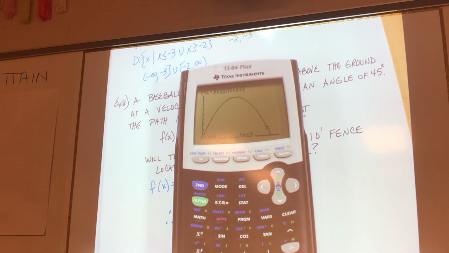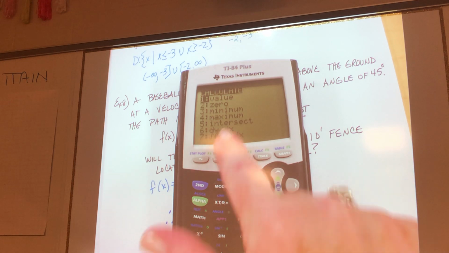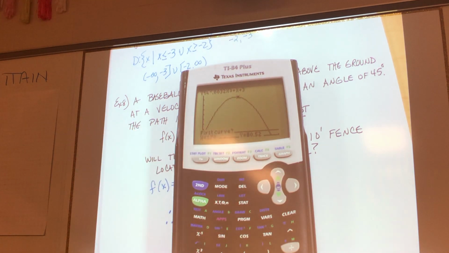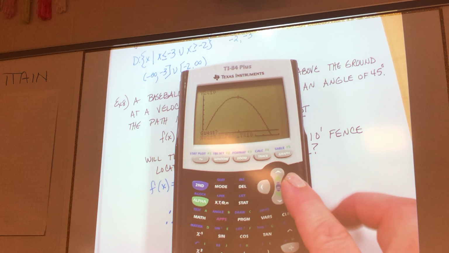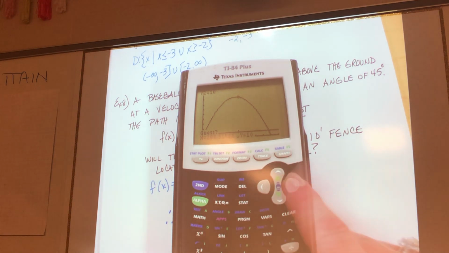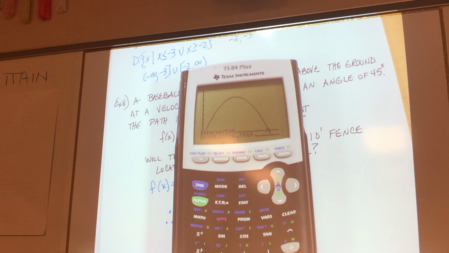Let me show you another thing I could do. I could go to y equals and put the fence in. The fence is 10 feet high, a straight line. You want to know the point where they intersect. So I go second, calculate, number 5 is intersect. First curve, yes. Second curve, yes. Look, if you want to pick this point, you need to be closest to it. I don't have to be right on top of it, but the calculator picks the closest one. There's my 305: at 305 feet out, he was 10 feet high. Did he go over the fence? Yes, because it was at 300 feet.